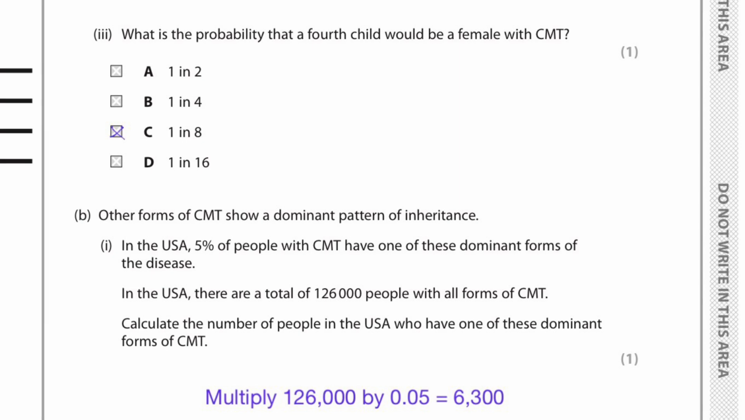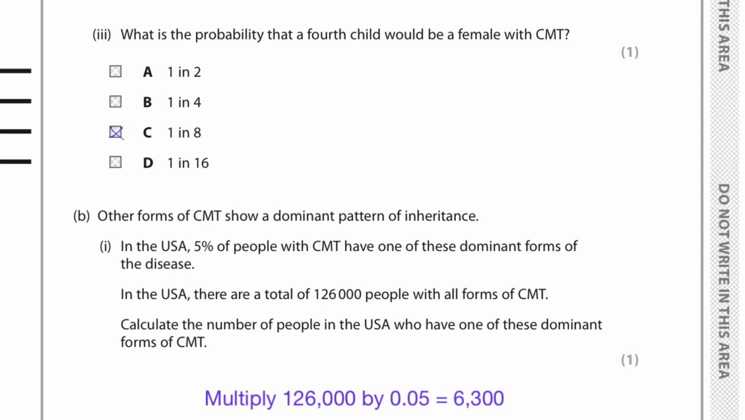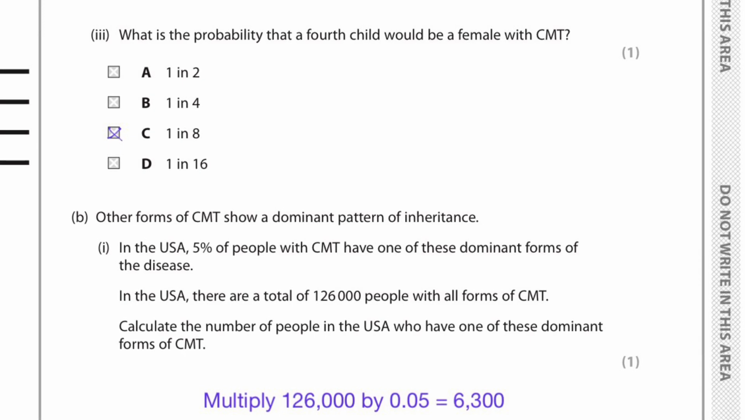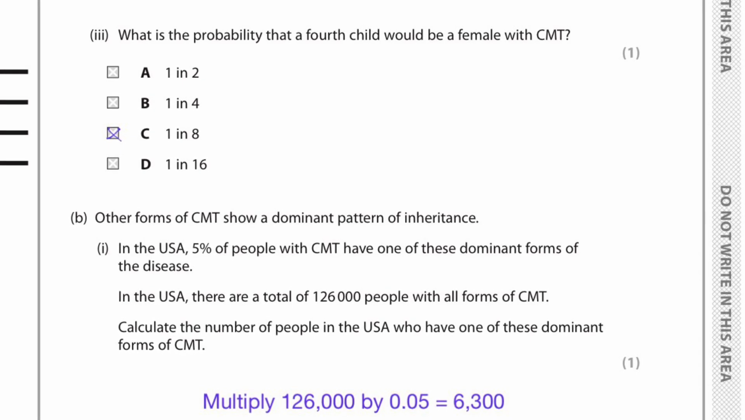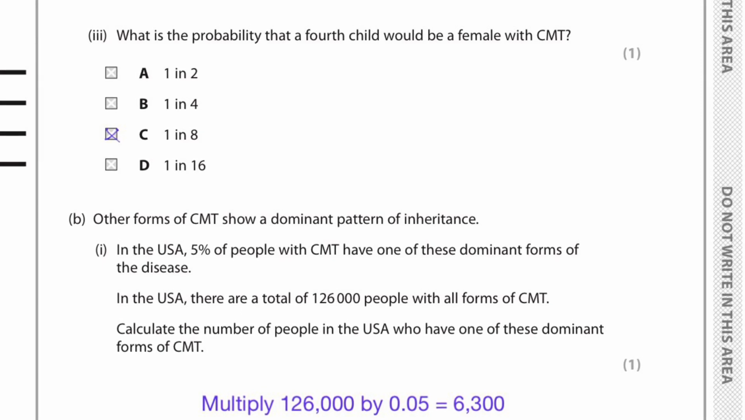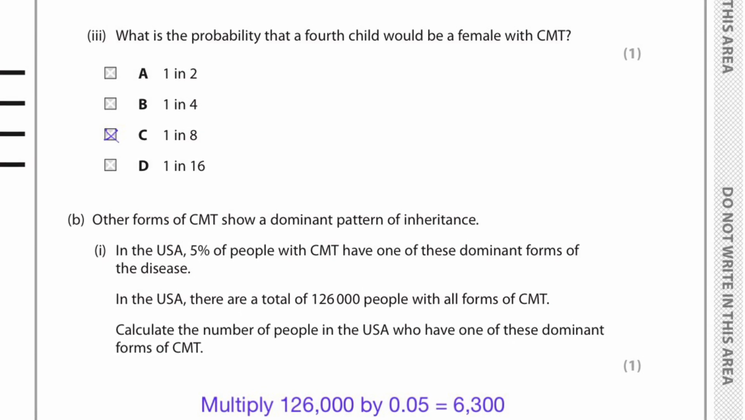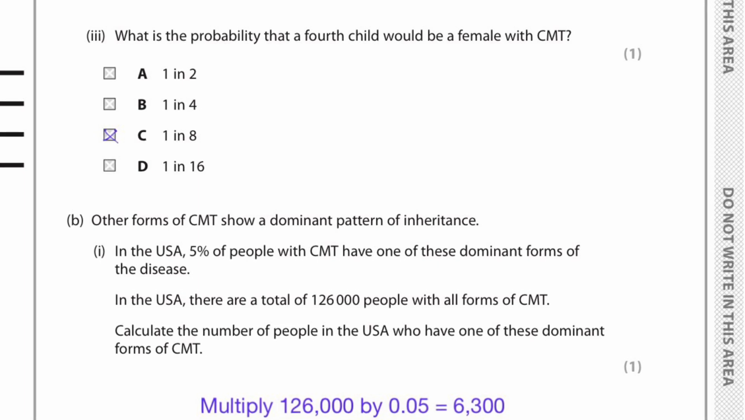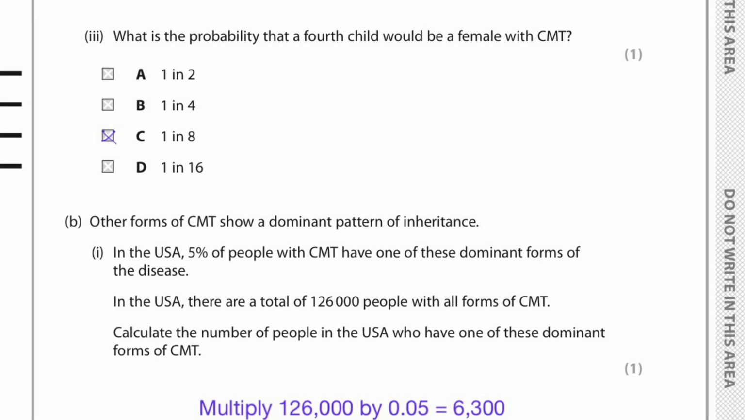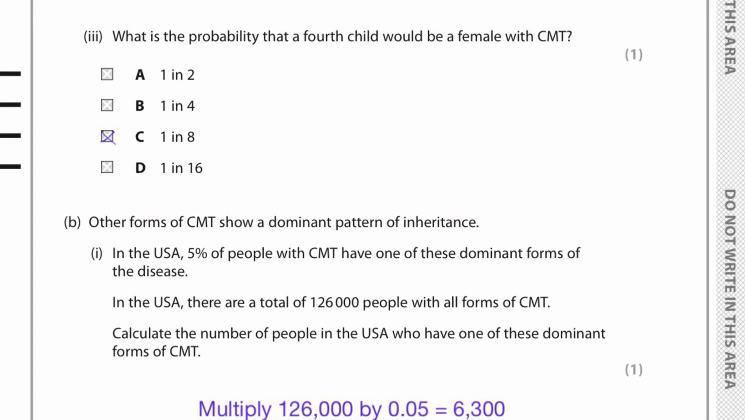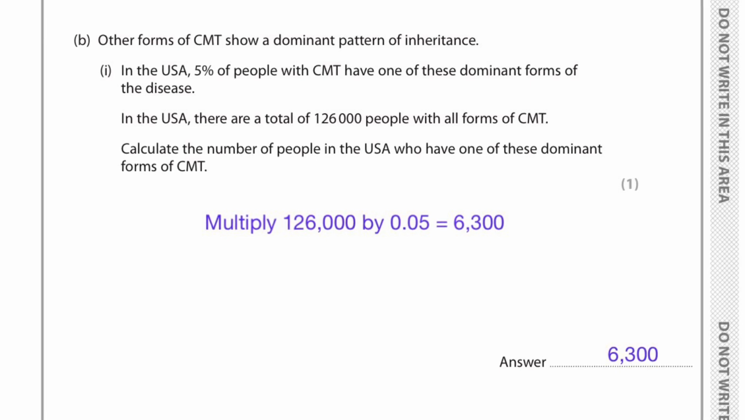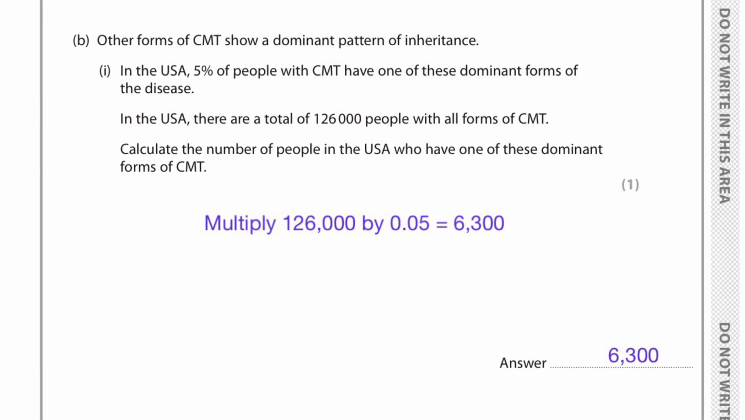Next, what is the probability that a 4th child would be a female with CMT? This time, it's a 2-step probability question. First, the chance of getting CMT, then the chance of being female. So I said, the chance of inheriting CMT is 1 in 4 because it's recessive and both parents are carriers. The chance of being female is 1 in 2. Multiplying those together, 1/4 times 1/2 equals 1 in 8. The answer is C.